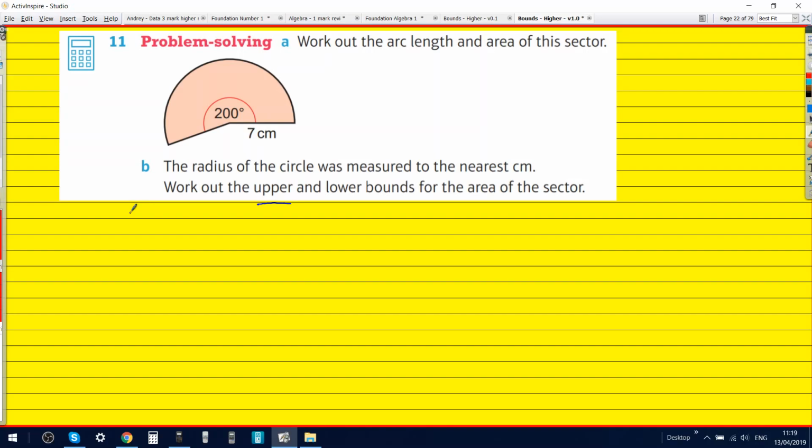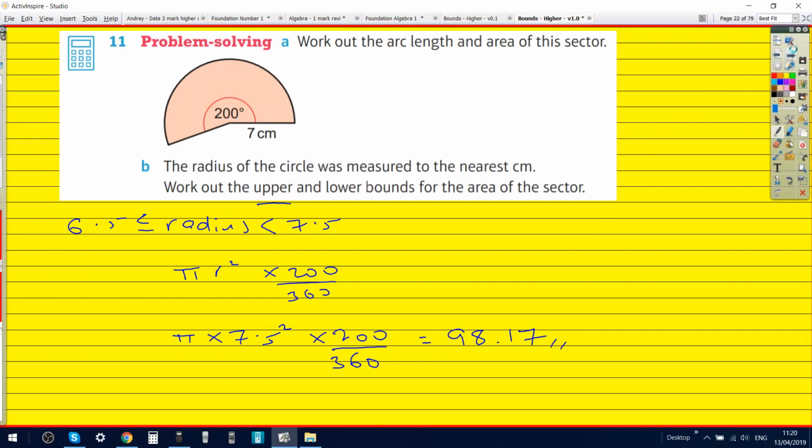Okay, so the upper bound. So it'd be 7.5. And then work out the area, right? So it'll be pi r squared times 200 over 360. So we'll just be doing 7.5 squared times pi times 200 over 360, and that gives you 98.174774042. So they got that.